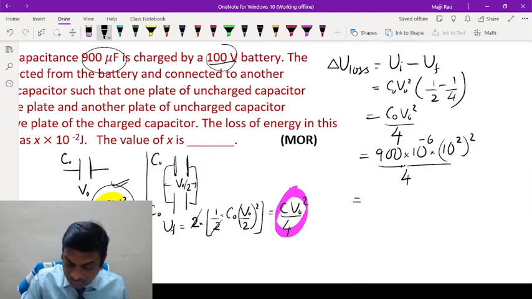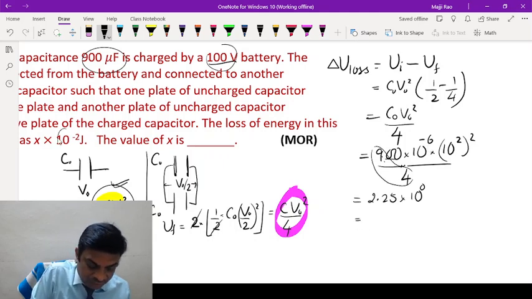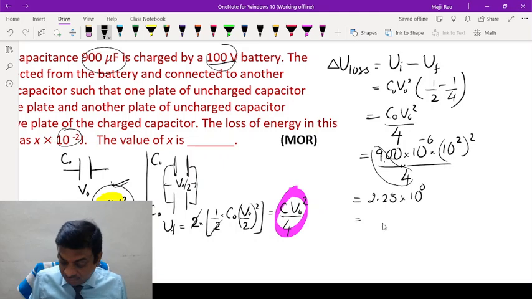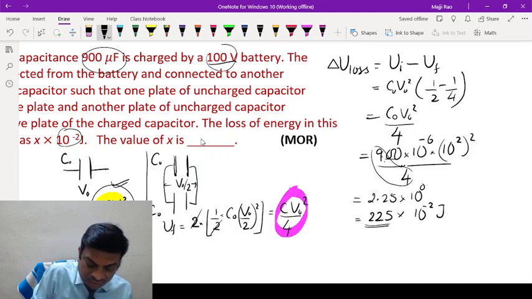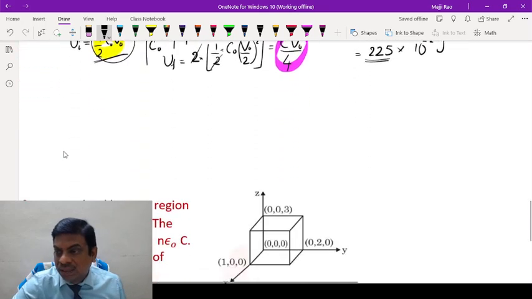So, this will be 2.25. 9 by 4 is 2.25 into 10 power 0, because total 10 power 4 and 10 power 2, 10 power 6 and 10 power minus 6 will become 0. So we have to express in terms of 10 power minus 2. So let us multiply and divide by 100. So you multiply by 100 and at the same time divide by 100. So this is the answer. So correct answer is 225 into 10 power minus 2 joule.